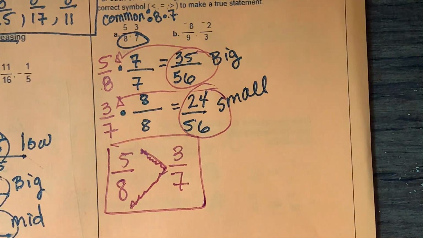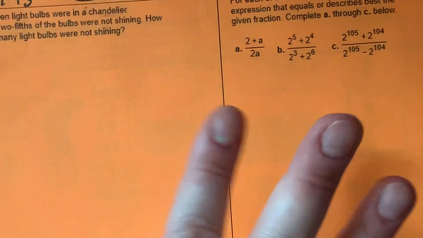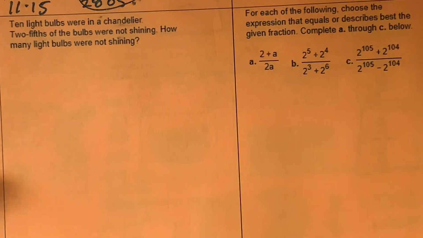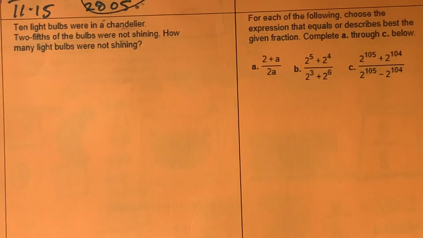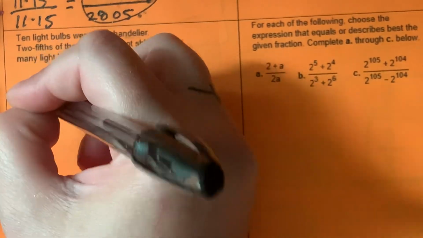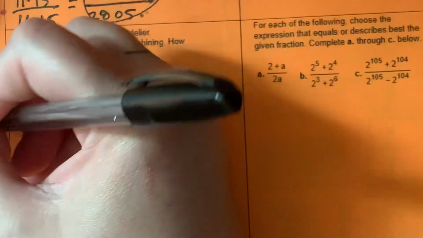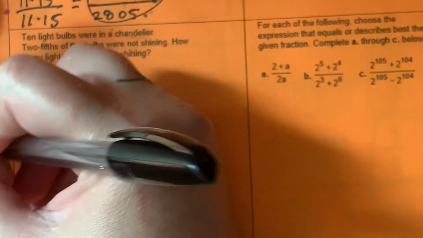Okay, let's look at this bottom left. It says 10 light bulbs were in a chandelier. 2/5 of the bulbs were not shining. How many light bulbs were not shining? Okay, well, it says 2/5 were not shining.